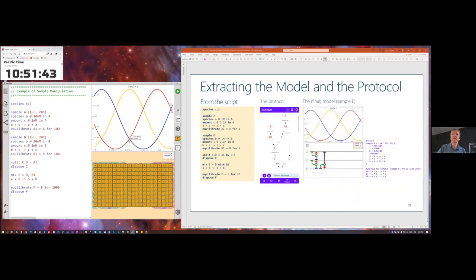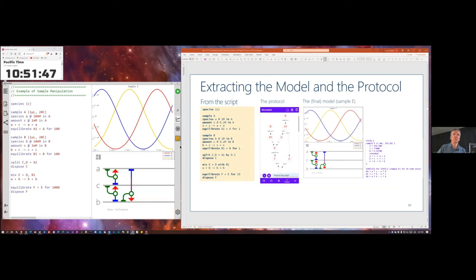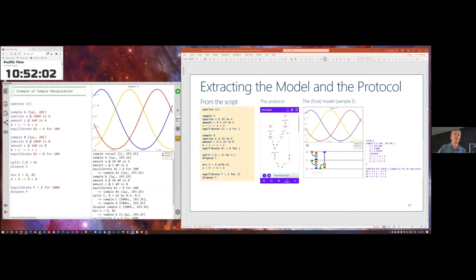So given this, we can actually now extract the information as we mentioned before. So turn this off. Various outputs you can look at here. You can look at the reaction network. You can also look at the actual CRN with the reactions or the differential equations as you want. You can also extract the protocol. So these are just the protocol steps of this script without the chemistry. So if you want to see what the protocol in the lab would be, those are the steps.